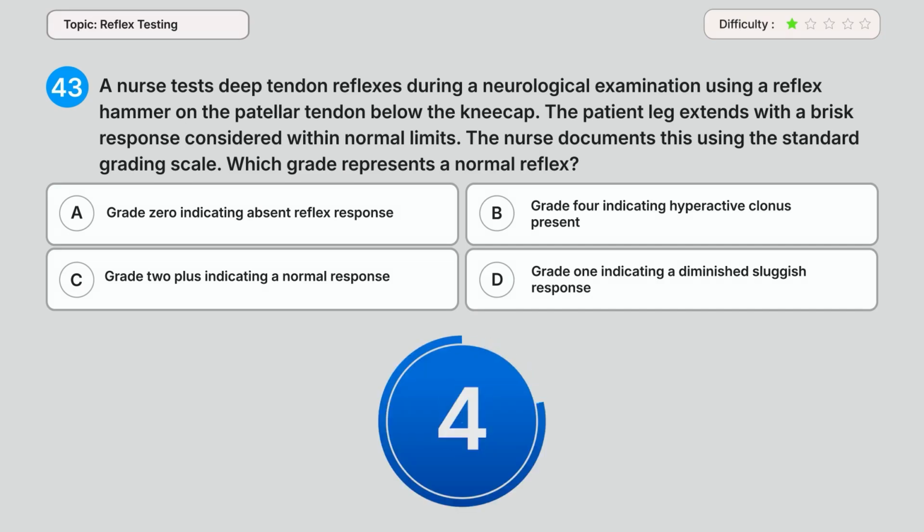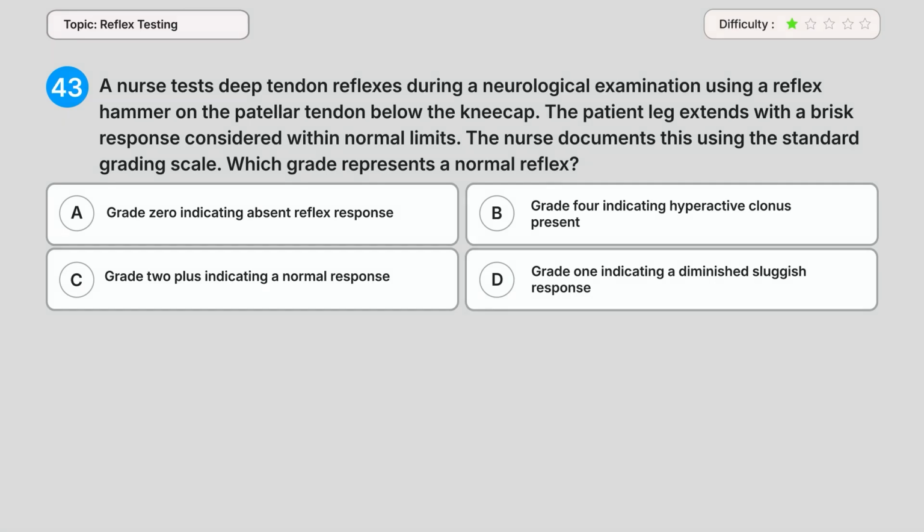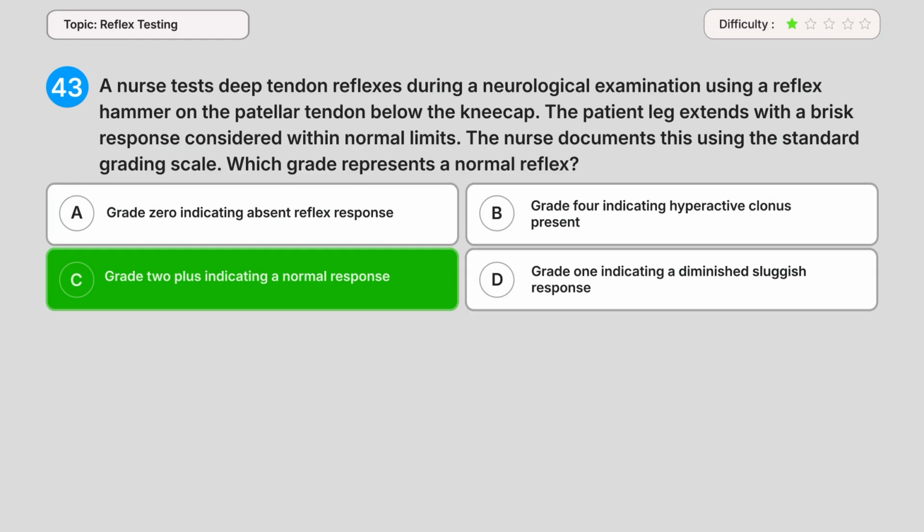Can you guess the answer? Correct answer: C. Grade 2 plus indicating a normal response.